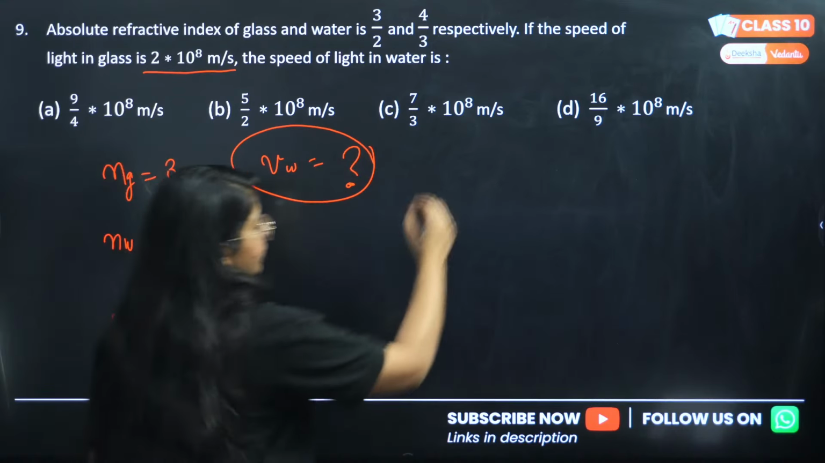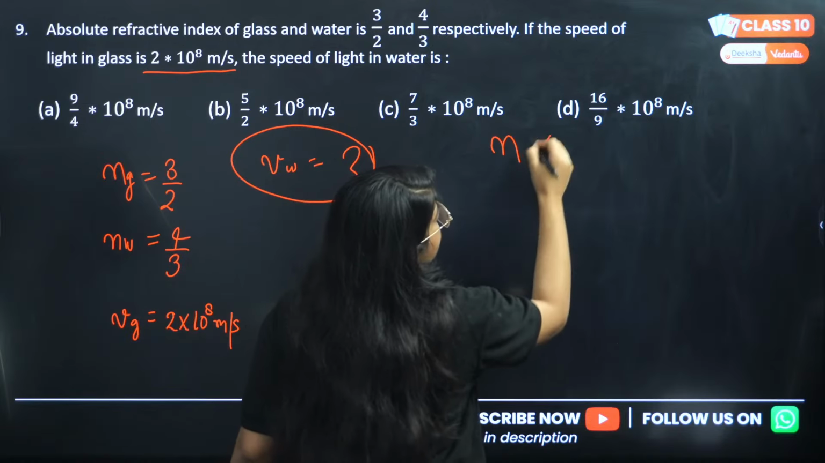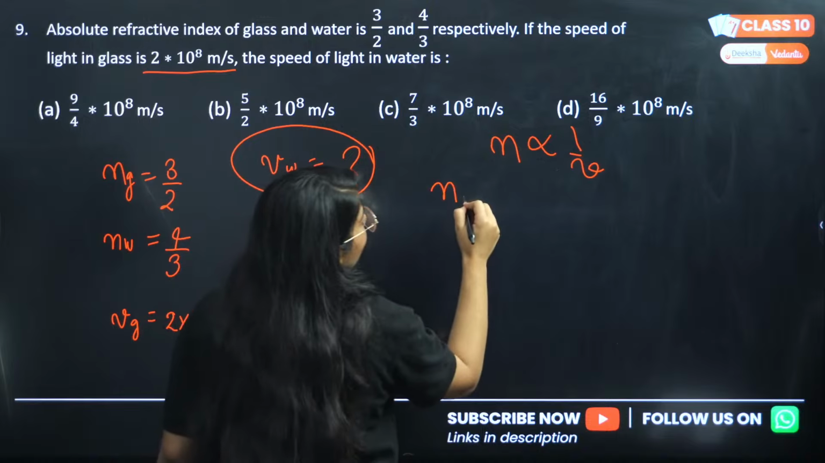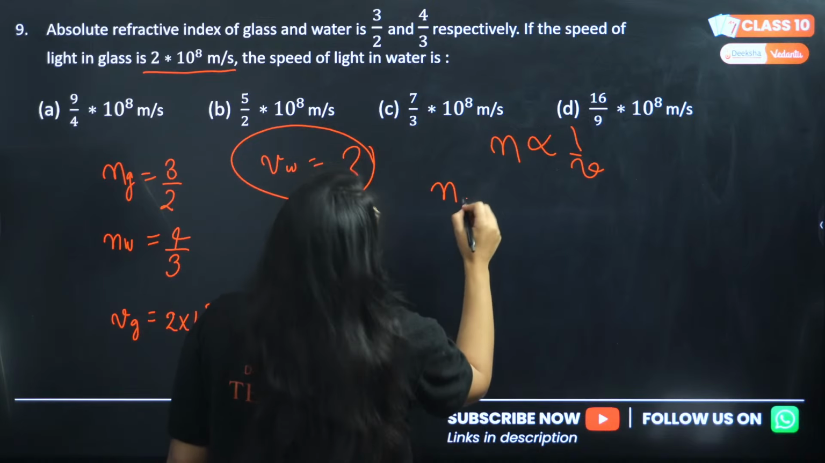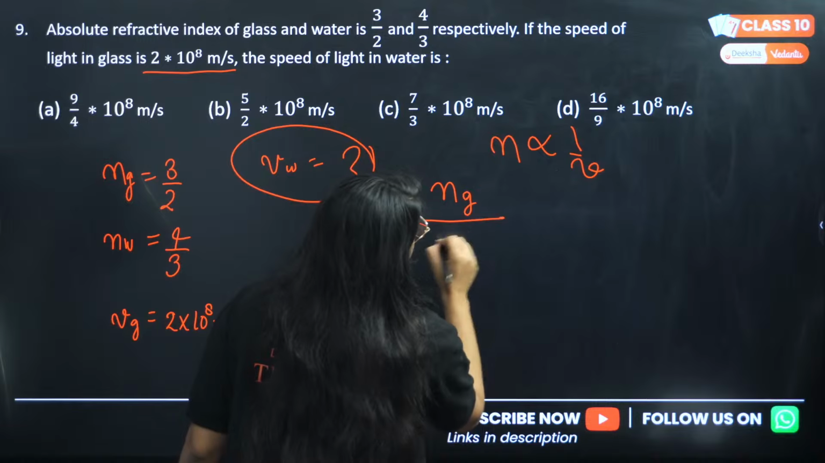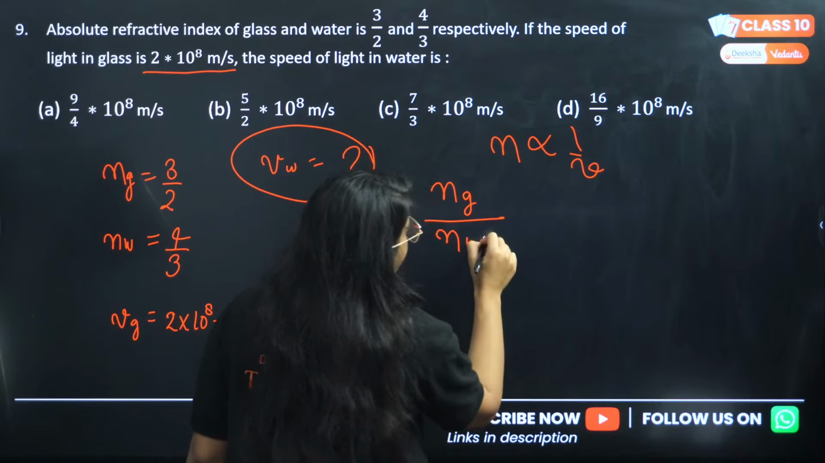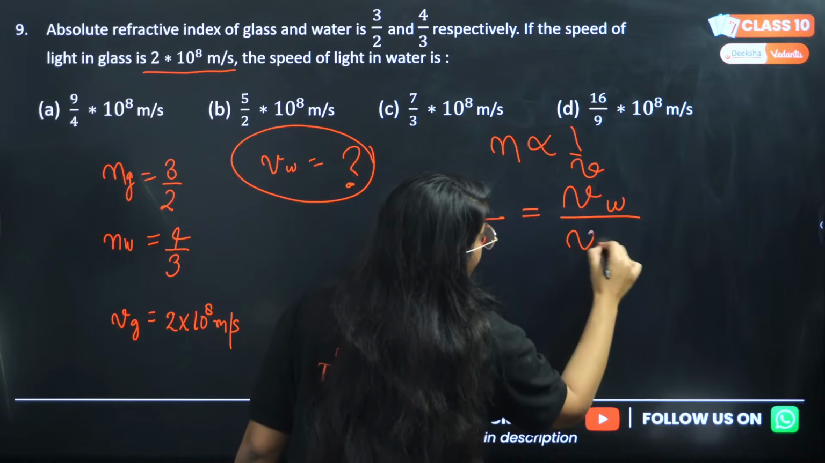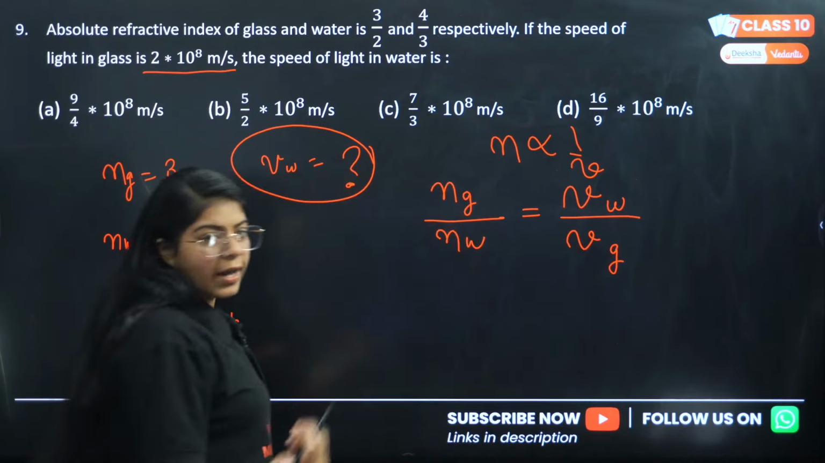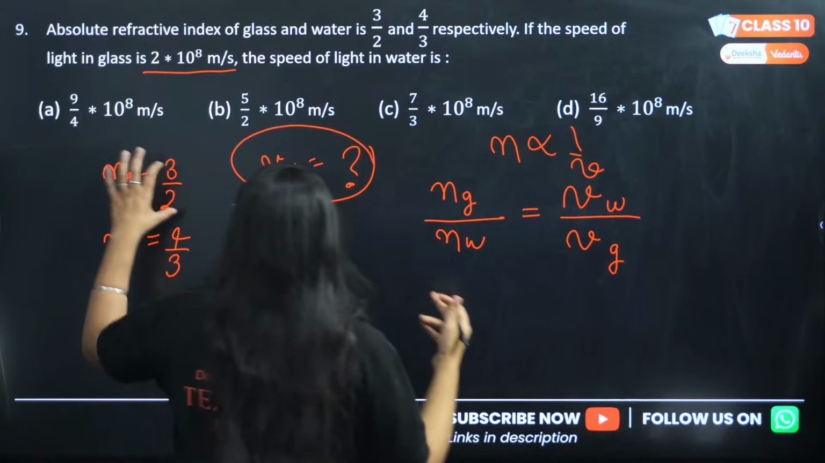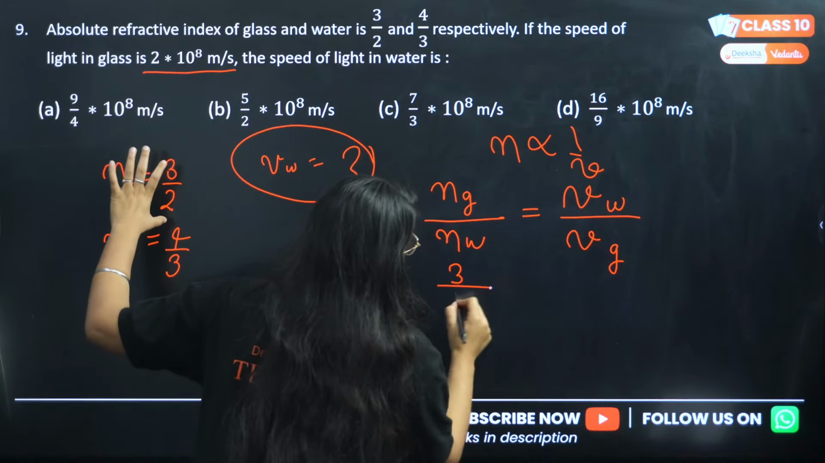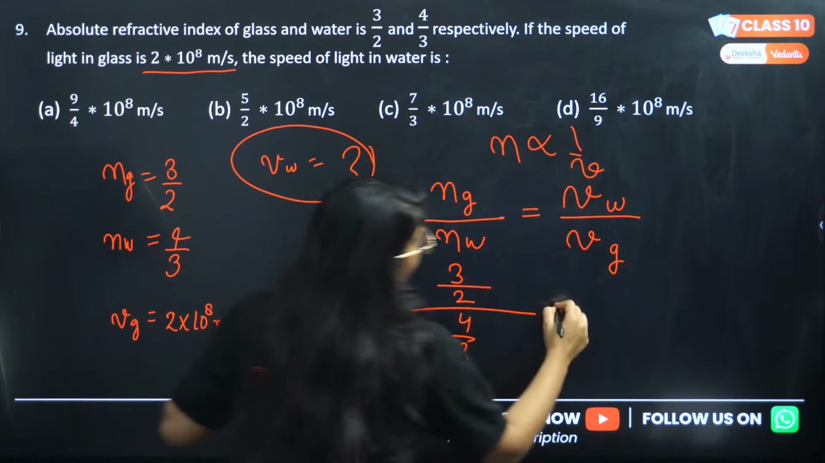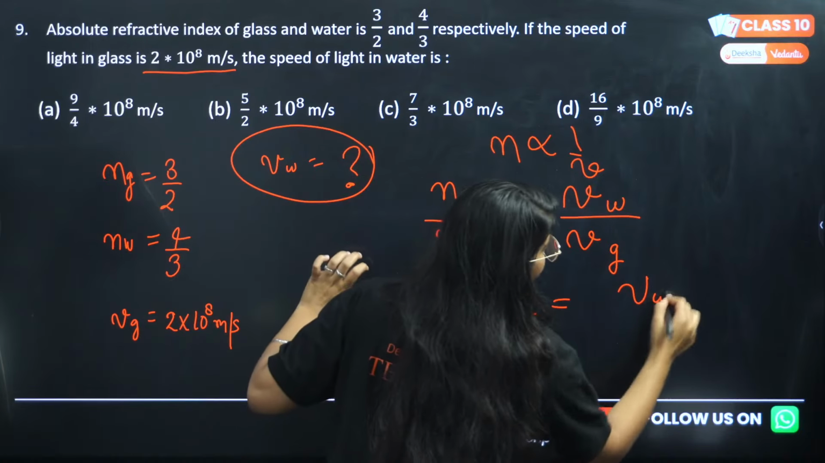Okay. So refractive index is inversely proportional to velocity. We know that. So we have n of glass divided by n of water. That is correct. It will be speed of light in water divided by speed of light in glass. Correct. Till now, easy. Now, for glass, it is 3/2. For water, it was 4/3. And we need to find VW.